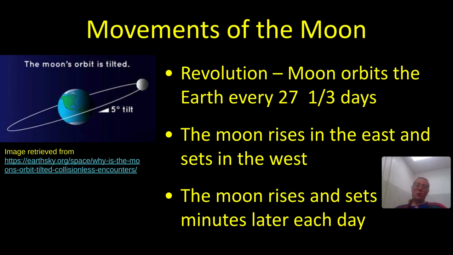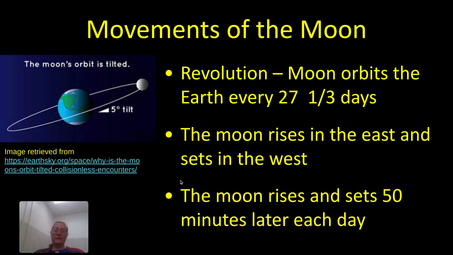So the moon orbits or revolves around the Earth every 27 and one third days. So almost every month, not quite once a month. It rises in the east and sets in the west, at least that's what it appears to do as we are here on the planet. It rises and sets just a few minutes later each day, 50 minutes later each day.